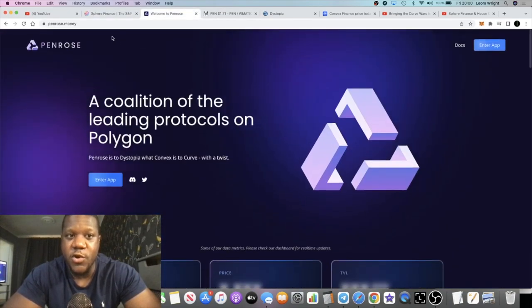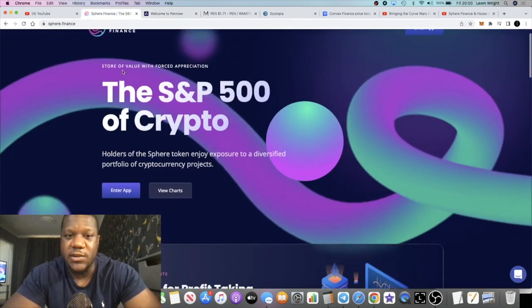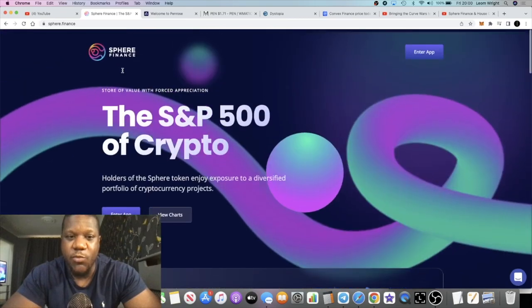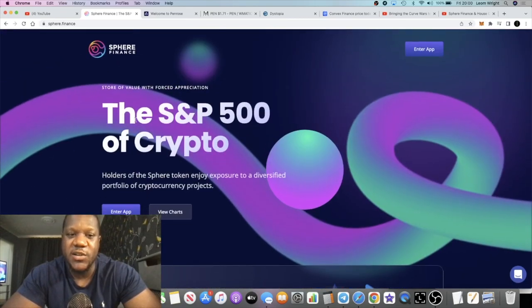For those of you that don't know what Sphere is, Sphere Finance is an auto-rebasing token which did pretty well, and the developer is a guy called Simsala.